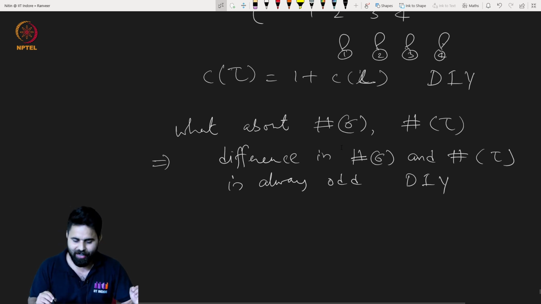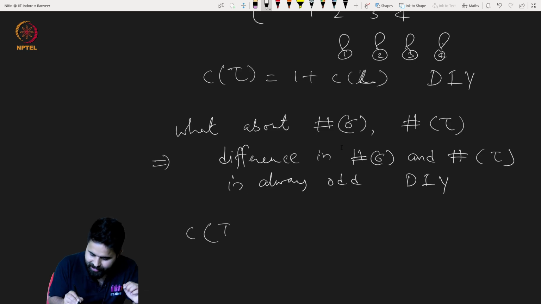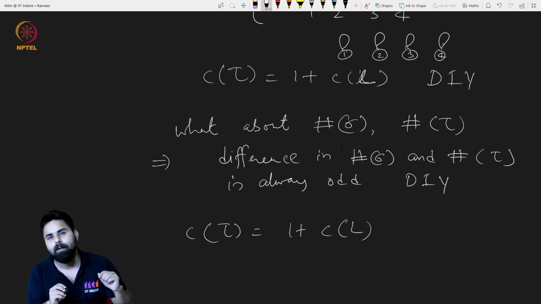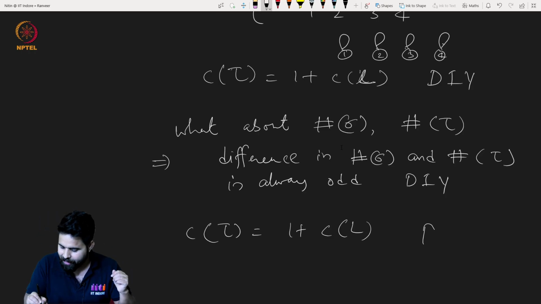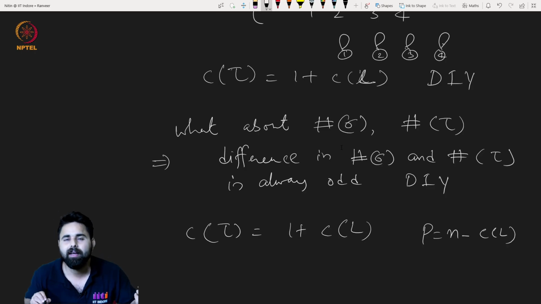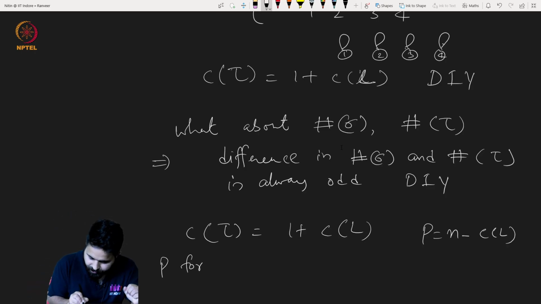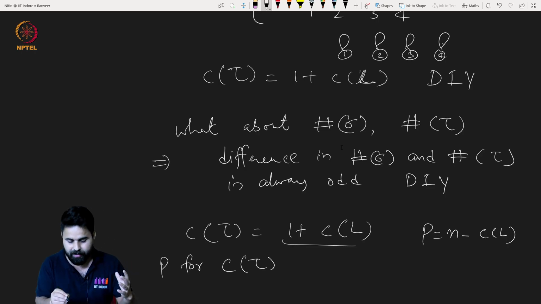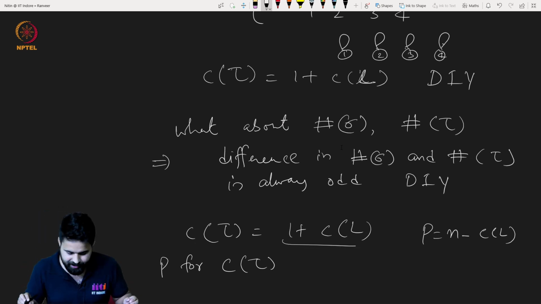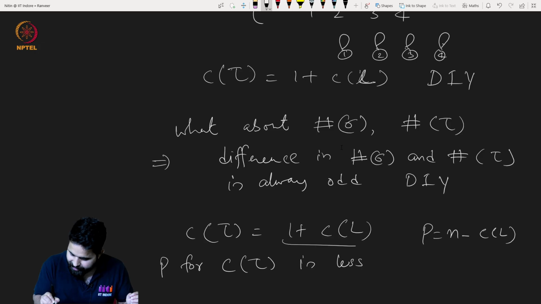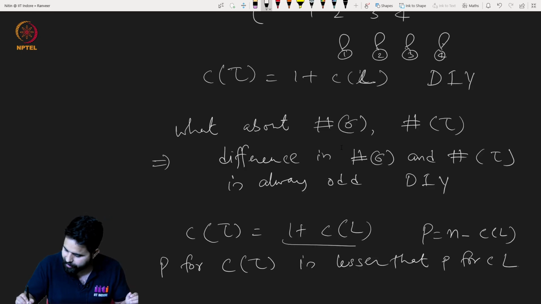Now next, if you see this, we already know that the cycle count of tau is 1 plus that of sigma. By the way, how was P defined? P was N minus the number of cycles. So what will be the P for tau? Because tau has more cycles, the P for tau is lesser than the P for sigma.